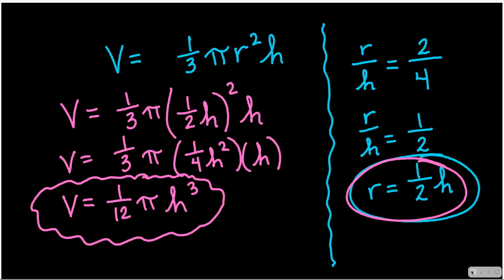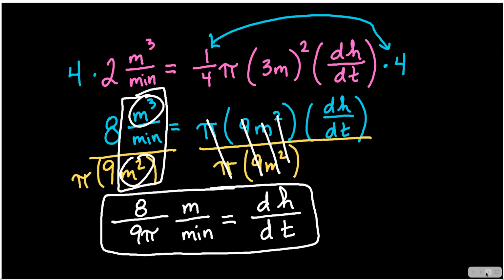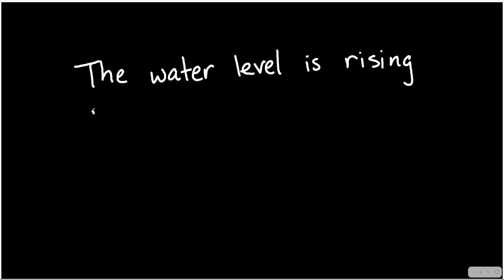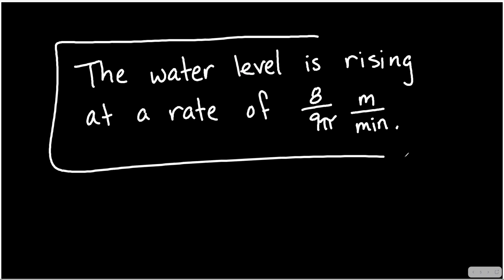So if we want to go back and look at our question here, it said find the rate at which the water level is rising. So we can now say the water level is rising at a rate of 8 over 9 pi. Gotta make sure we put that pi on the bottom. And then this is meters per minute. There's our solution.